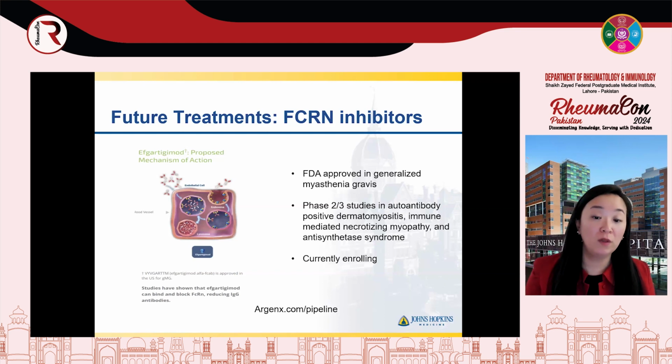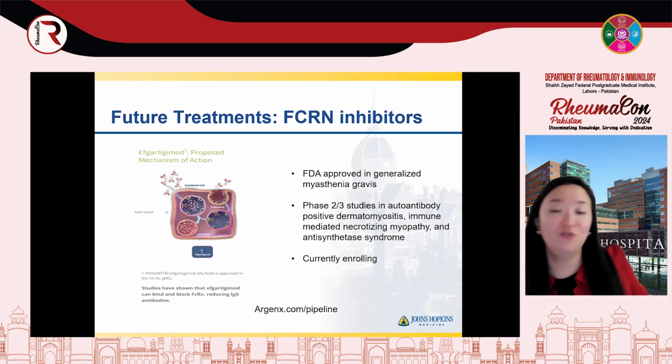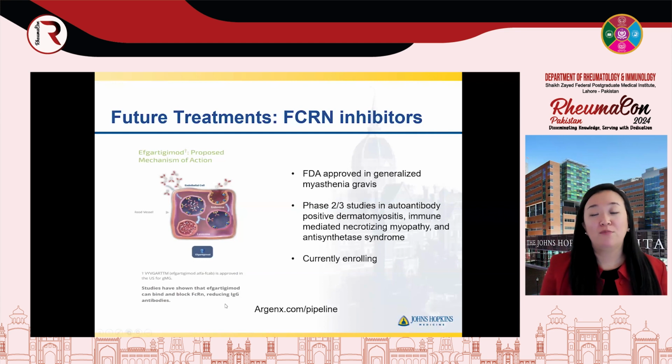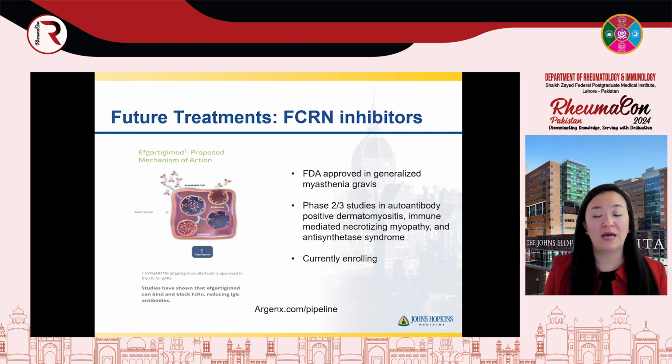This is currently enrolling at our site, and it's a subcutaneous injection. This has already been FDA approved for myasthenia gravis in the US. So they're really only enrolling patients because they're thinking that for patients who have autoantibodies, you want to get rid of those autoantibodies that are potentially causing the disease. And so you're only recruiting patients who are autoantibody positive who have myositis.